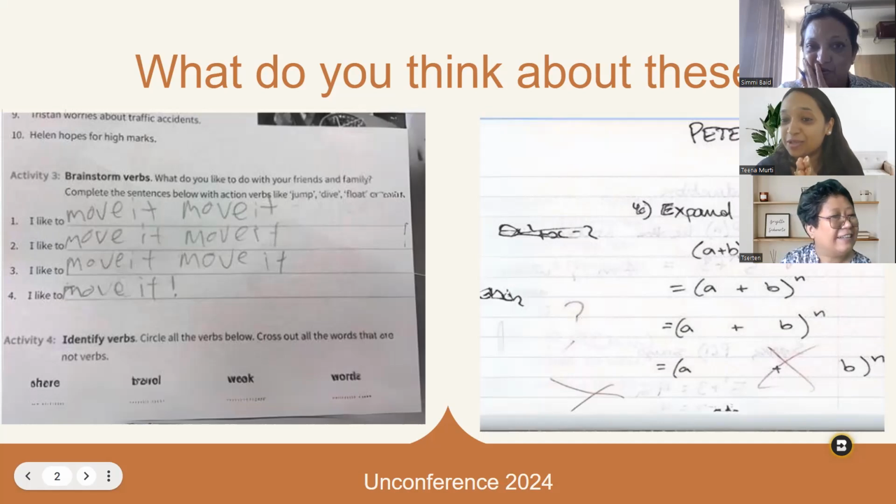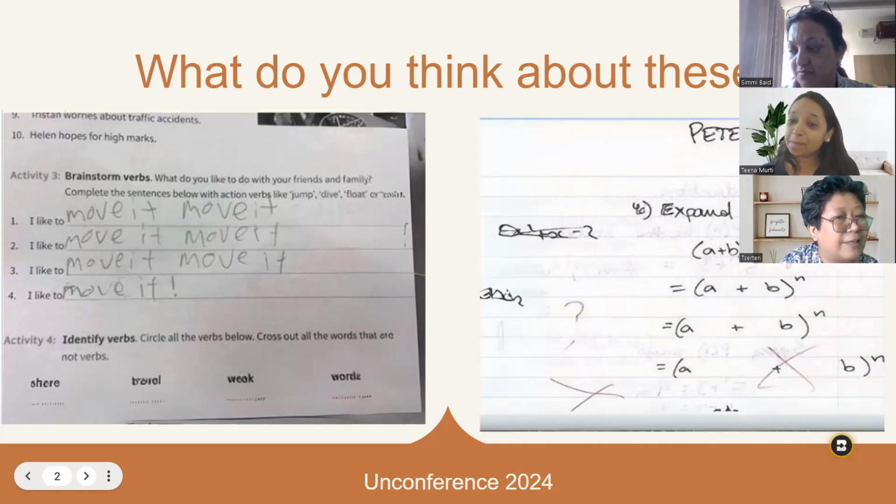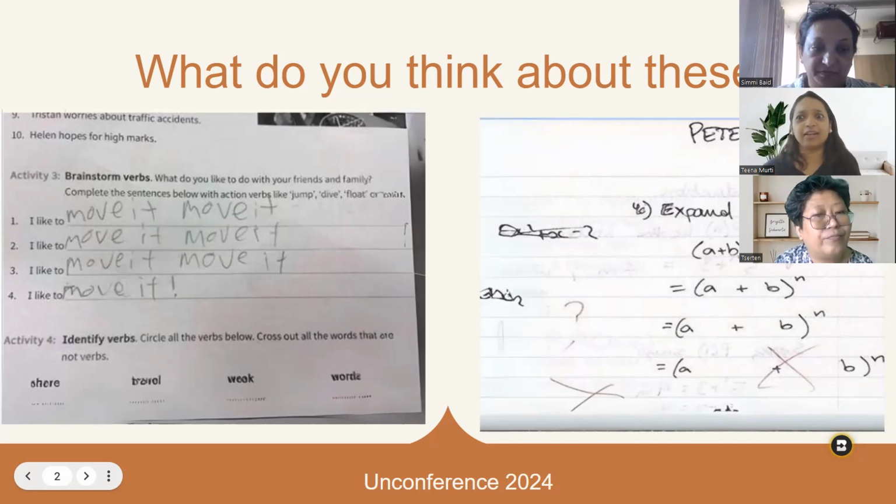So I think it goes really well with your subject also. You know, when you are giving the instructions, as a teacher, we know what we are looking for. But does the child know what we are looking for? Yes. So maybe the child doesn't know. Whatever the child understood, I don't think there is anything wrong in it.